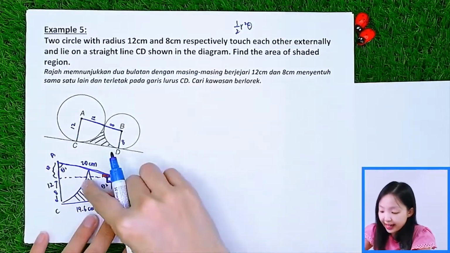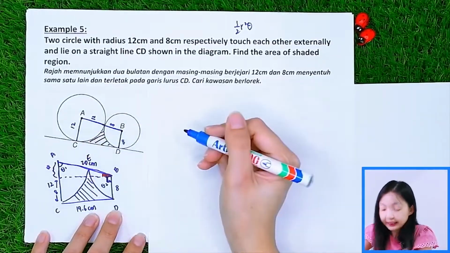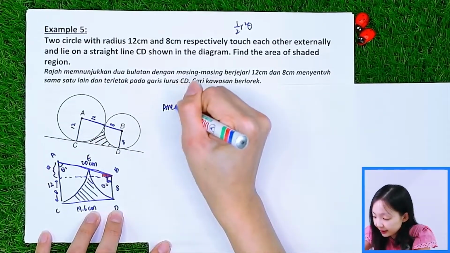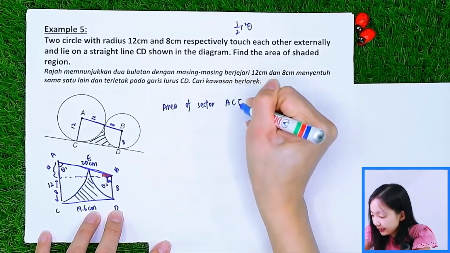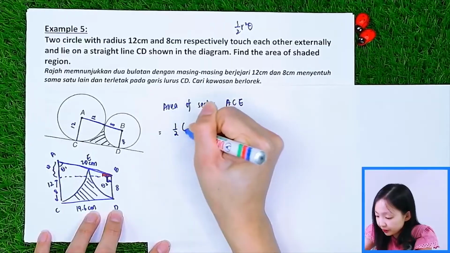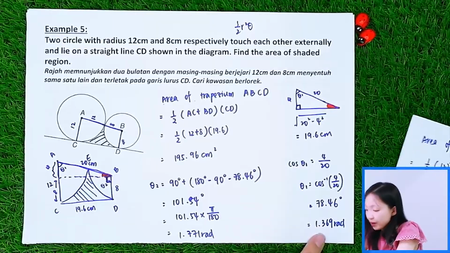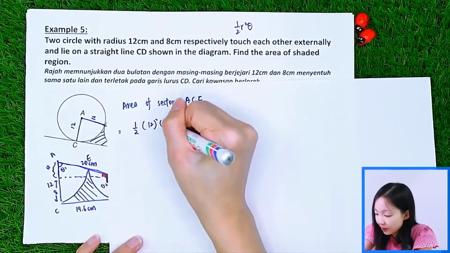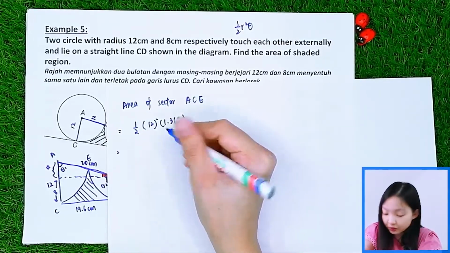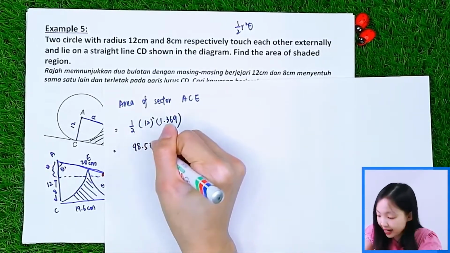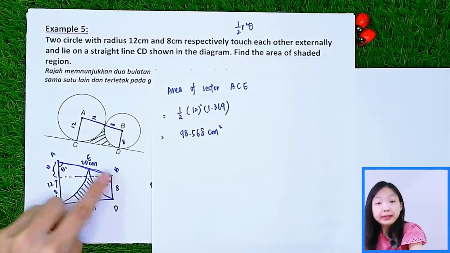Now, we have to find the area of the sector of AC. Let me denote this as E. Okay, so the area of sector ACE is equal to 1/2 r squared theta. The theta is 1.369, so the area of ACE is equal to 98.568 cm squared. So now we find the area of DBE.